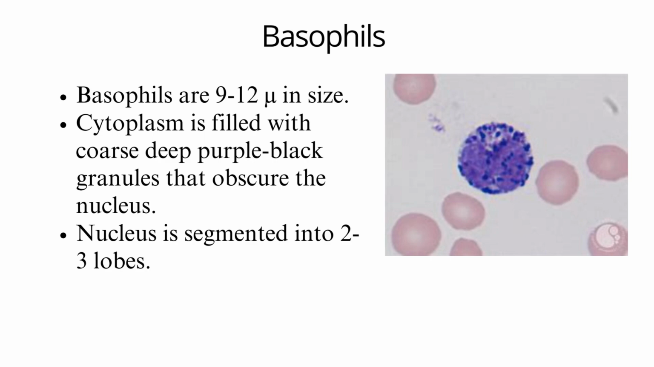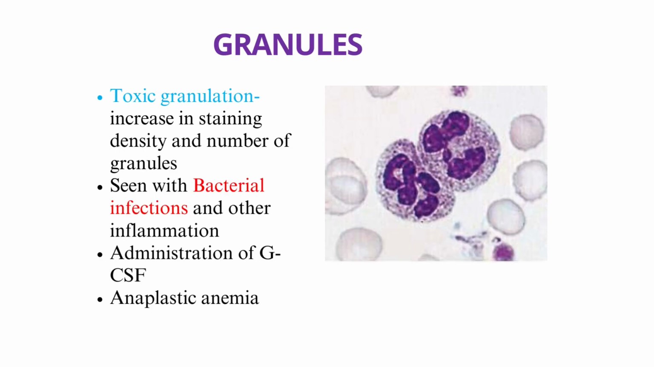Cytoplasm is filled with deep blue granules, and they obscure the nucleus, and the nucleus is usually segmented into 2 to 3 lobes. Now coming to abnormal things that you can see in WBCs. First, we are going towards granules.